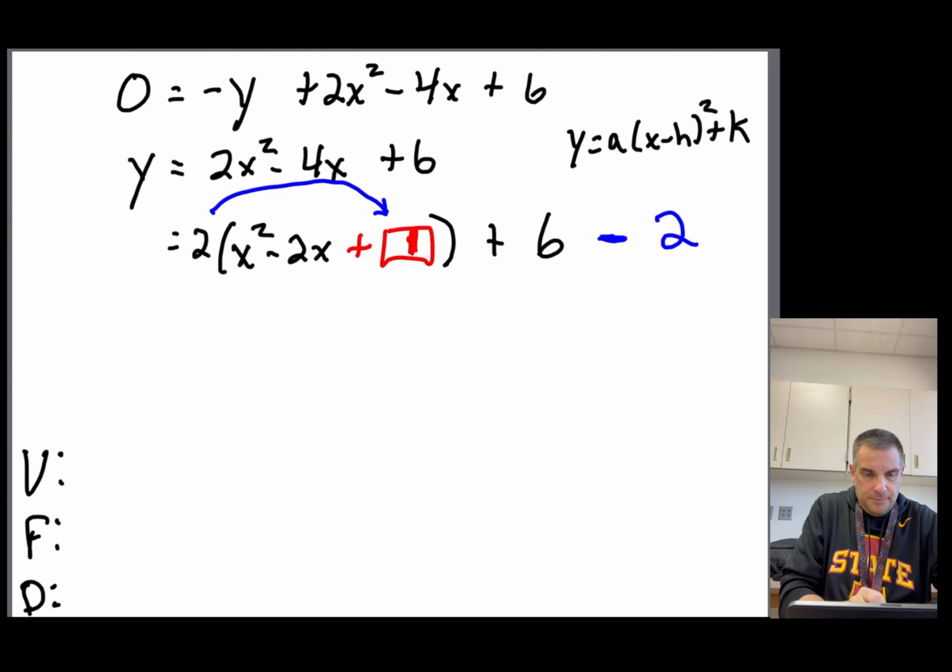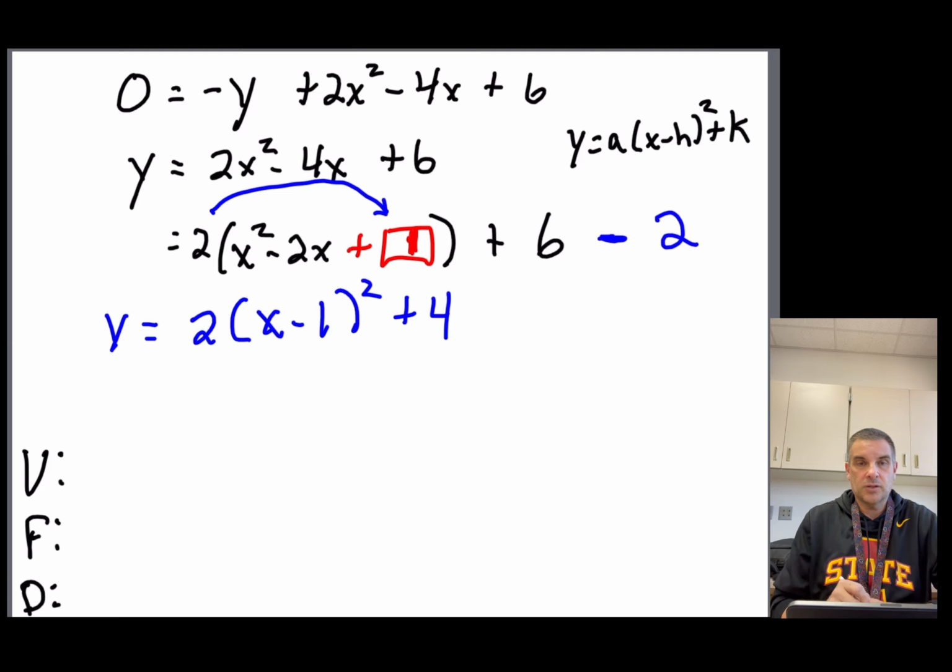Now we factor 2. This is going to be x minus half of a, so x minus 1 squared. And then that's plus 4. So there's our y equals. So we've got our vertex. It's the opposite of what's inside of parentheses, so 1. So our vertex is at 1, 4.